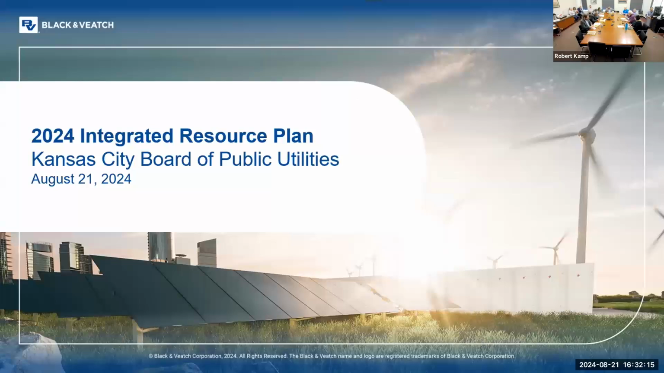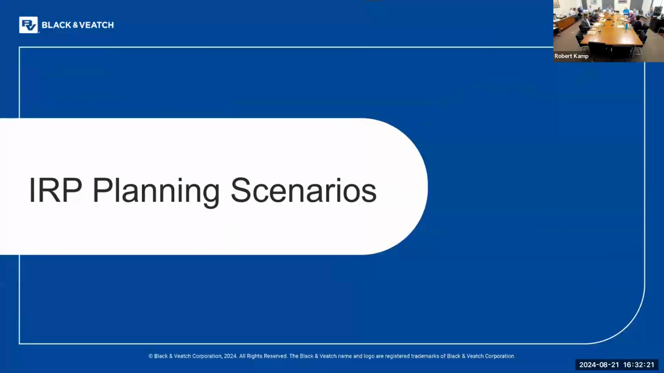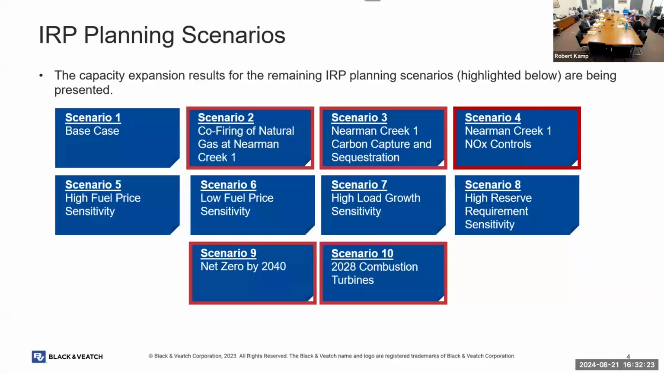Last time we spoke, we talked about scenarios 5, 6, 7, and 8, the high and low fuel price sensitivities, the high load growth case, and the high reserve requirement sensitivity. Today, we will cover scenarios 2 through 4, and then 9 and 10. So that will cover all the scenarios that we are including in this IRP.